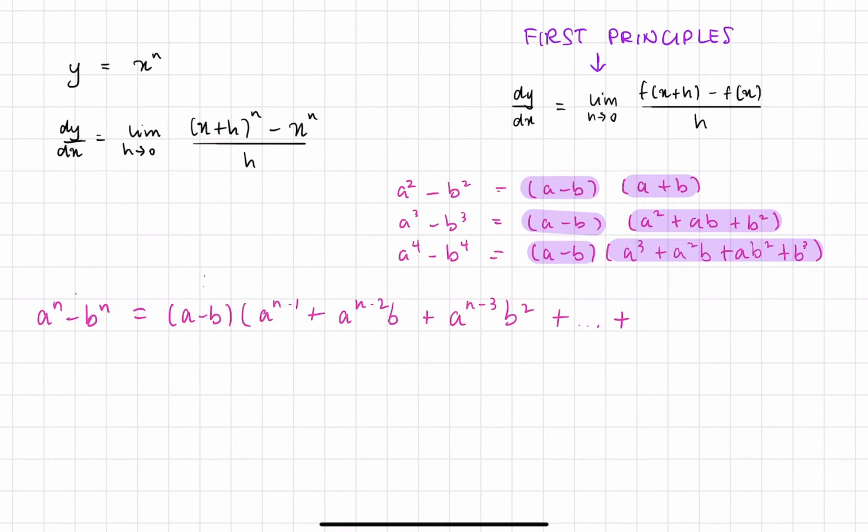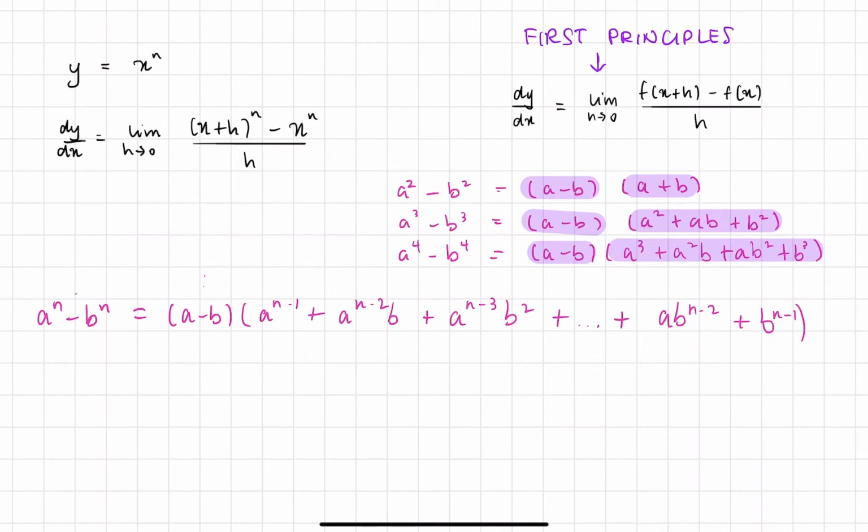And if we think about the ending pattern, the very last term is going to be b to the power of n minus 1. So we start with a to the power of n minus 1, and we also finish with b to the power of n minus 1. And if we work our way backwards, we're going to have 1 a left and b to the n minus 2. And then that pattern is going to continue on.